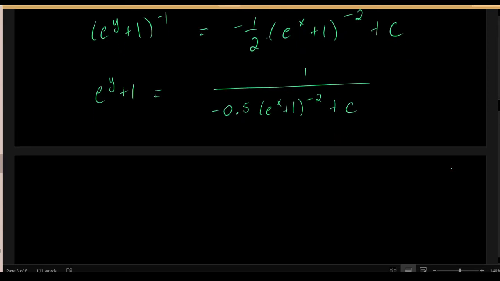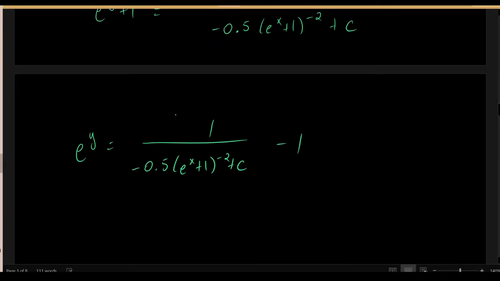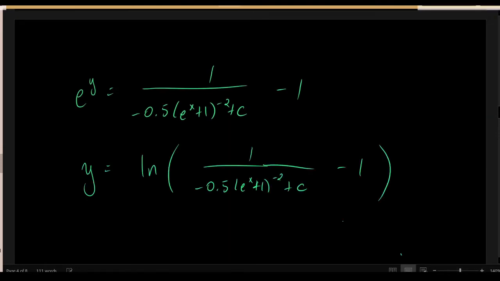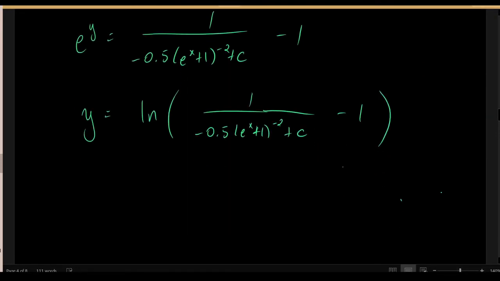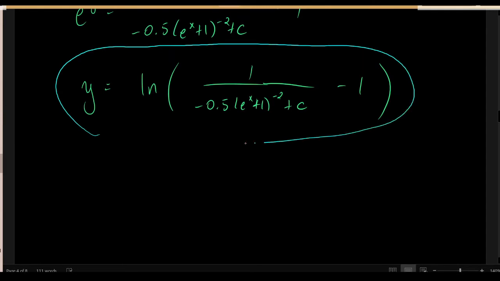Then I can subtract 1 from both sides, and I get e to the y equals this fraction minus 1, and therefore what would y be equal to? y would be equal to the natural log of this expression on the right. Now there may be a way to simplify this that's not obvious to me right now, but I can't really think of a good reason to simplify this any further. So I'm just going to leave it at that. The functions of this format are the solutions to the given separable ODE.